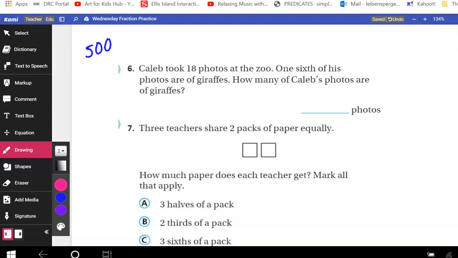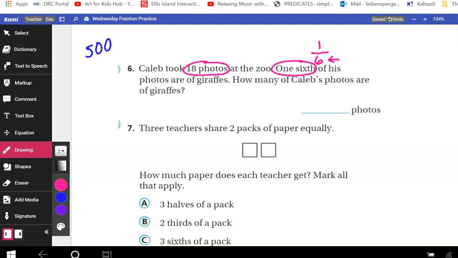Okay, so I have to first look at my fraction here, 1/6. Then I always write that above. And I know he has a total of 18 photos. Now I know that this denominator is going to tell me how many groups he has. So he has his 18 photos and he has them in 6 groups. And 1 out of 6 of those groups are giraffes. Maybe 2/6, maybe another 6th of them are of bears. Maybe another 6th of them are of snakes, and so on. But we have to figure out how many are giraffes.